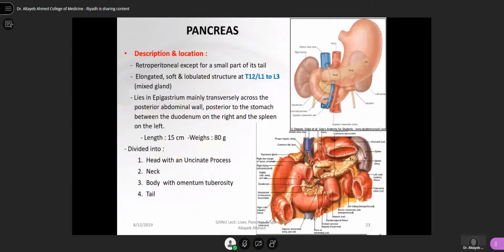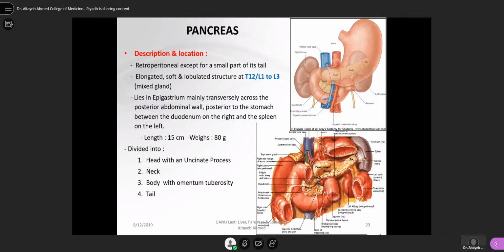We have the pancreas. The pancreas is retroperitoneal with the exception of its tail. Pan means all, kreas means flesh. It is a large, elongated, soft lobulated structure extending between T12 and L1 on the right side, and L3 to the left, which is about T12 to L1. It is located mainly in the epigastric region. However, it may extend to the left hypochondrium. Its length is about 15 centimeters.